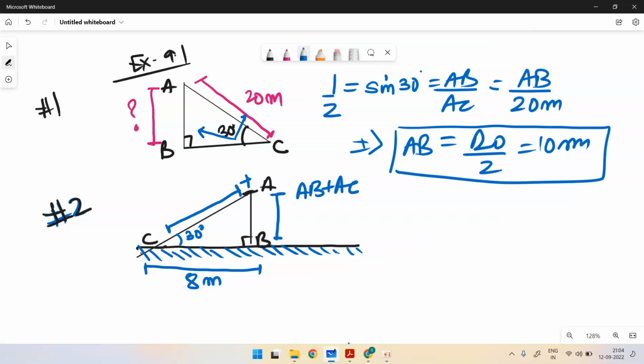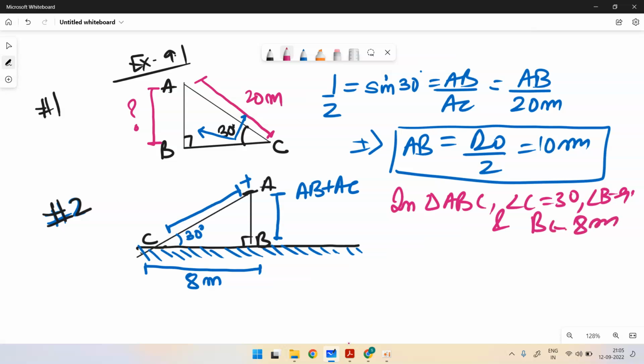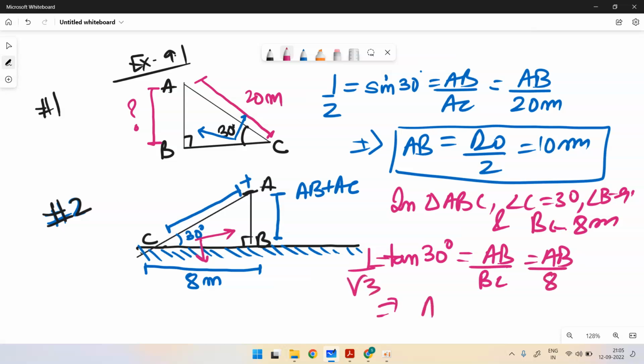Now, how will I calculate AB and AC? In triangle ABC, angle C is 30 degrees, angle B is 90 degrees, and BC is 8 meters. For calculating AB, with respect to C, this is the perpendicular and this is my base, so I will use tangent. The tangent of 30 is nothing but AB by BC. AB is not given, and BC is 8, and tan 30 degrees is 1 by root 3, which implies that AB is nothing but 8 by root 3 meters.